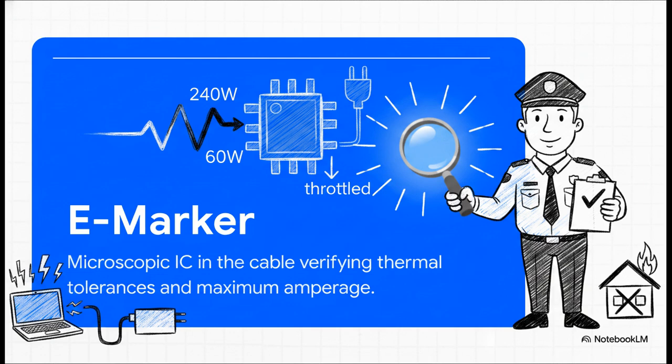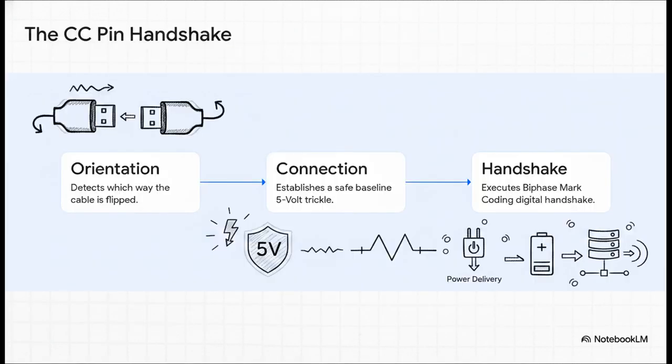When you plug your laptop into a massive power brick, the system immediately asks, hey, can this wire actually handle 240 watts? And if the e-marker isn't there to vouch for the cable's thermal tolerances, the system safely and aggressively throttles the power cap right down to 60 watts. It's a silent protective intervention going on behind the scenes to prevent thermal runaway and fires. Pretty wild, right? So how does that conversation actually go down?